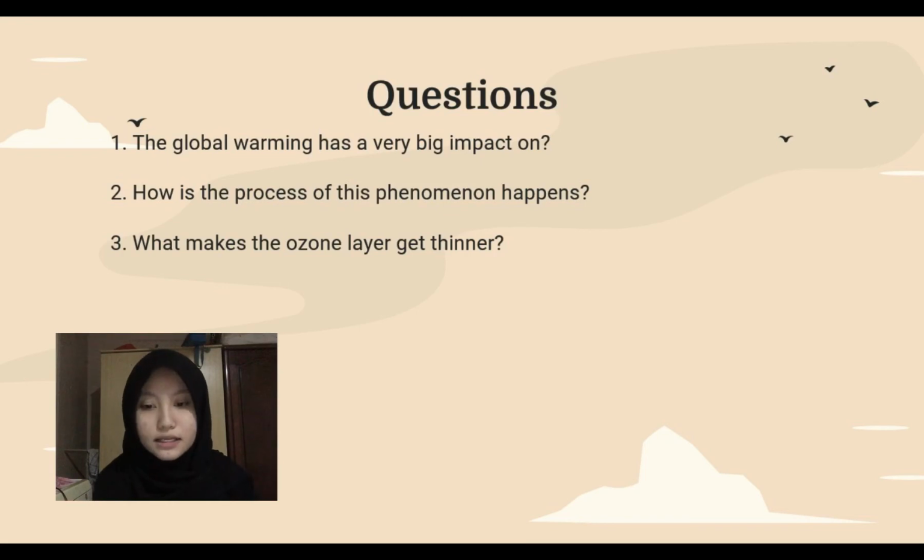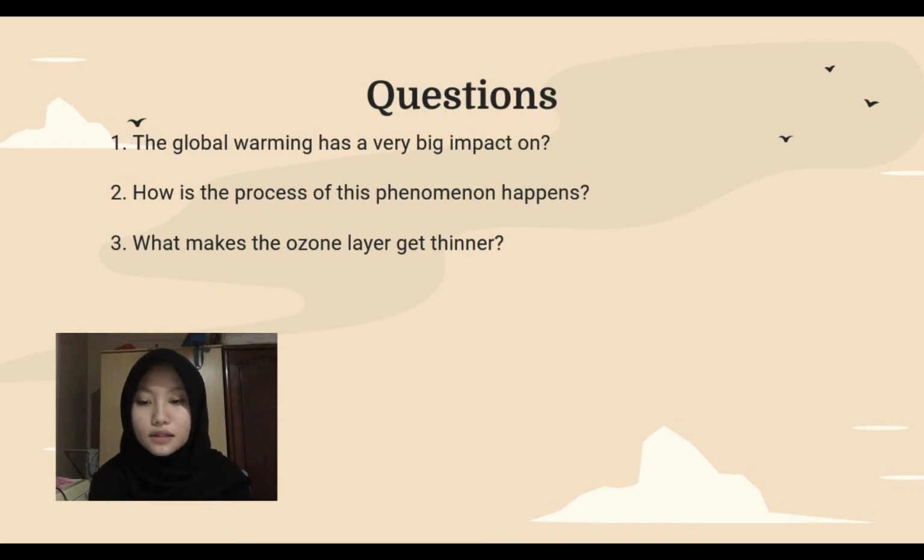The answer is the process starts when sunlight shines the earth, where most of the heat is absorbed by the earth and half of it is reflected back into the earth or the atmosphere. Sunshine returning to the air is trapped by gases in the atmosphere such as carbon dioxide, sulfur dioxide, methane, water vapor, and so on. This event is known as the greenhouse effect.